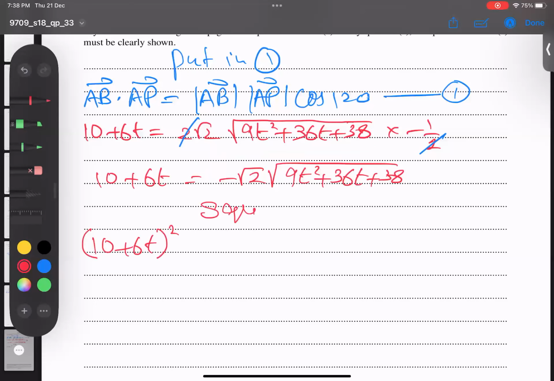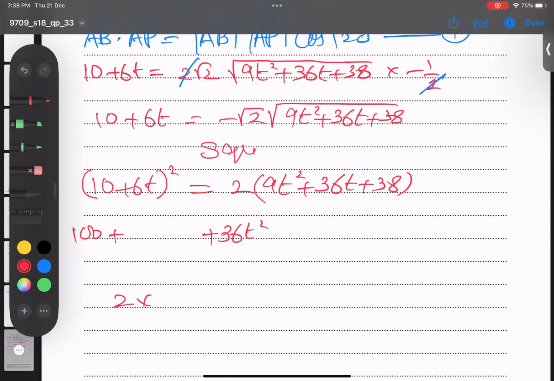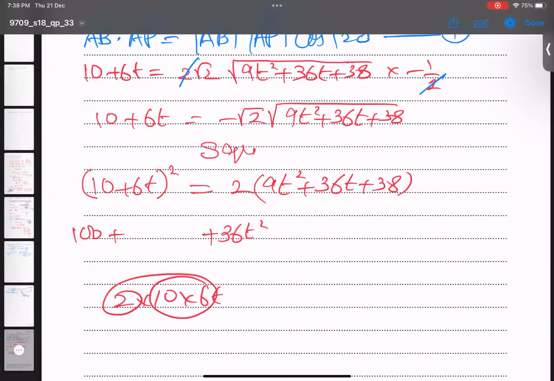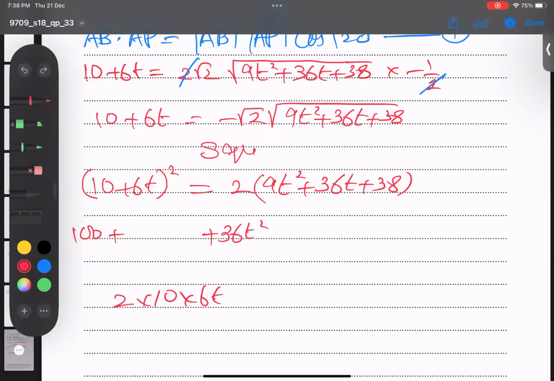Okay, how to expand: square of 10 is 100. Square of this one is 36t to power 2. And 2 into first term into second term, you get 60 into 2 is 120. So I got 120t. Okay, this is done. I have done it in one step only. Equals to 2 9s are 18, 18t to power 2, 2 into 36 we got 72t, and I got it here, 2 plus 74, 16 and 76.